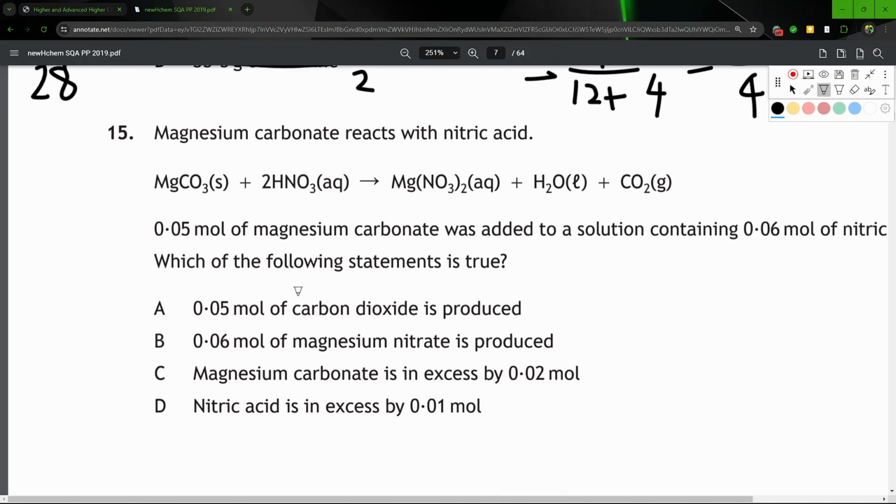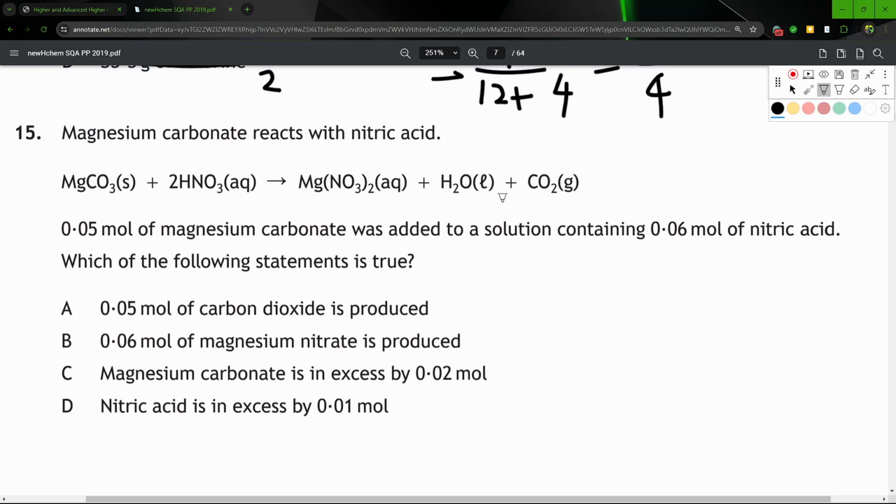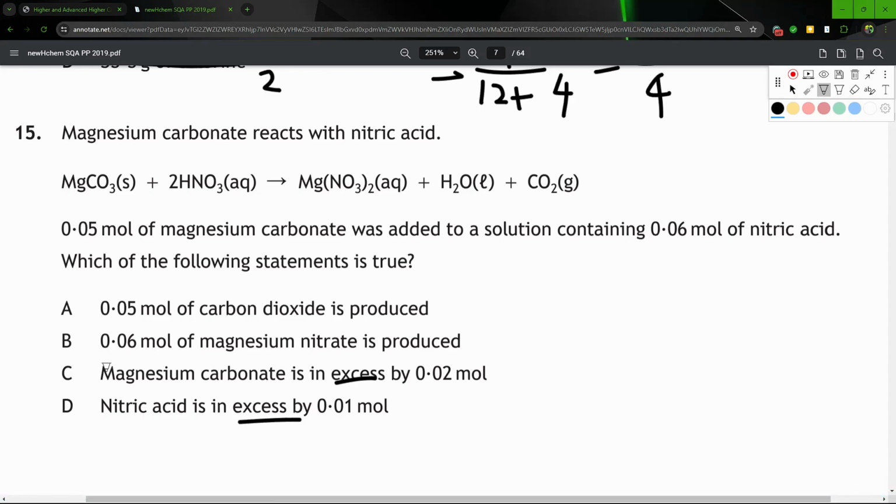Magnesium carbonate reacts with nitric acid. 0.05 moles of magnesium carbonate was added to a solution containing 0.06 moles of nitric acid. Which of the following statements is true? Okay, so I'm already seeing stuff like excess in some of the answers. So I'm going to see if any of these compounds are in excess or not.